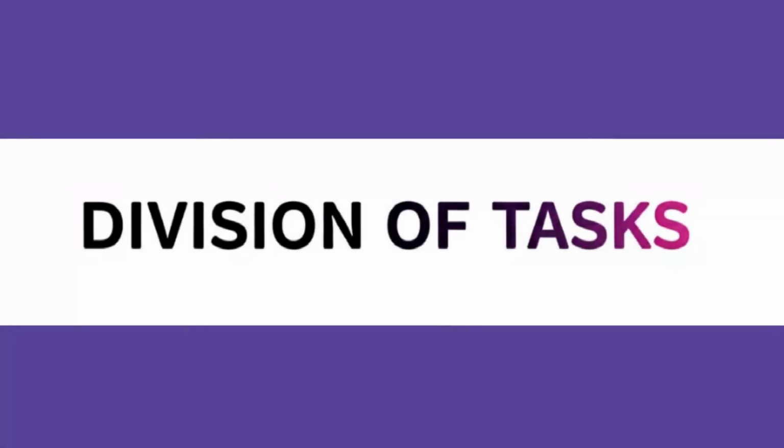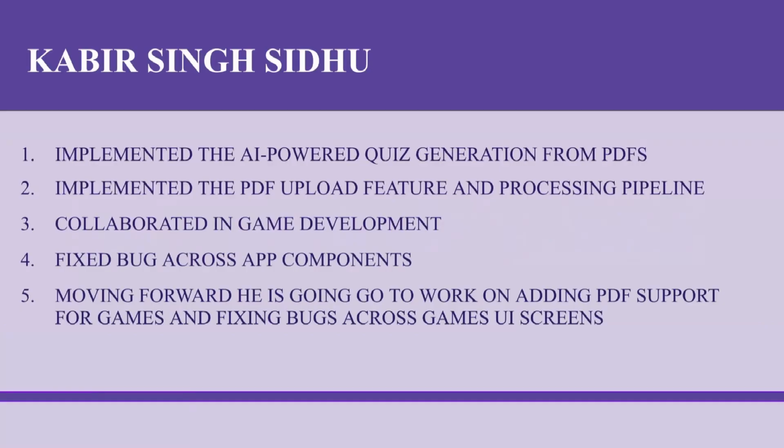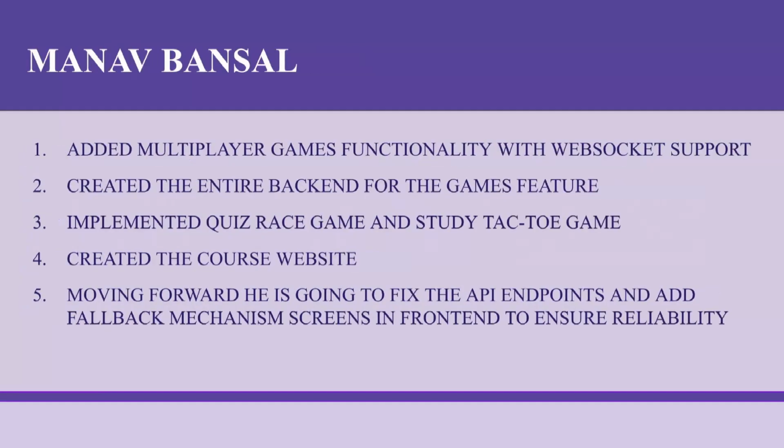We will now present the division of tasks. Starting with Kabir. He implemented the AI-powered quiz generation from PDFs and built the entire PDF upload and processing pipeline. He collaborated in the development of both game modes and fixed multiple bugs across the app. Moving forward, he'll be working on adding PDF support for the games feature and addressing UI-related bugs across all game screens.